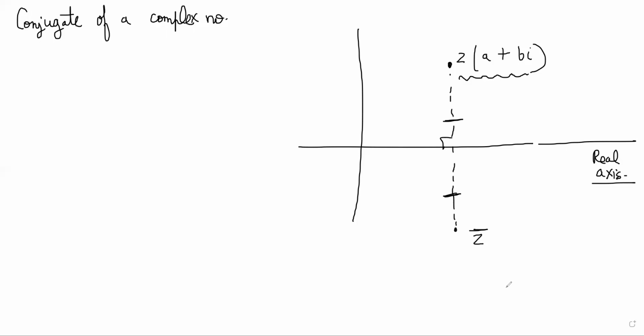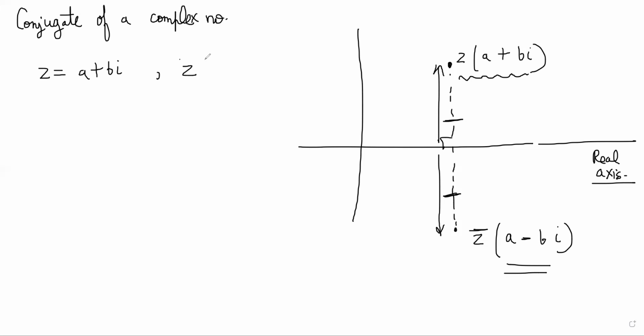Which is called the z conjugate. So obviously, if you just do this reflection, you will realize that the real part remains the same, right? It's just that the imaginary part, instead of b, becomes minus b. So z conjugate, for any complex number z, is a minus bi.